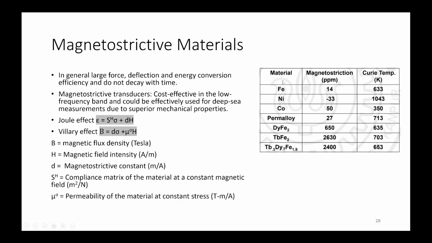Now, these are various materials and their magnetostriction. This is what their expansion will look like. In the case of nickel, there will be contraction, and these are the Curie temperatures. The highest magnetostriction in ppm is for this TbFe2 phase, and in this Tb0.3Dy0.7Fe1.9 alloy.